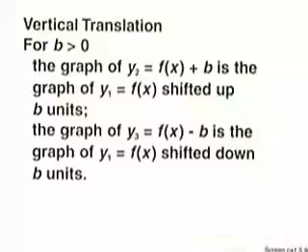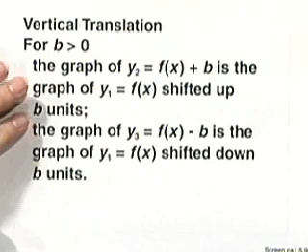Now, what we're going to do is work with these graphs, and we're going to possibly work with vertical translations. And when we do that, for b greater than 0, the graph of y sub 2 equals f of x plus b is the graph of y sub 1 equals f of x shifted up b units. The graph of y sub 3 equals f of x minus b is the graph of y sub 1 equals f of x shifted down b units.